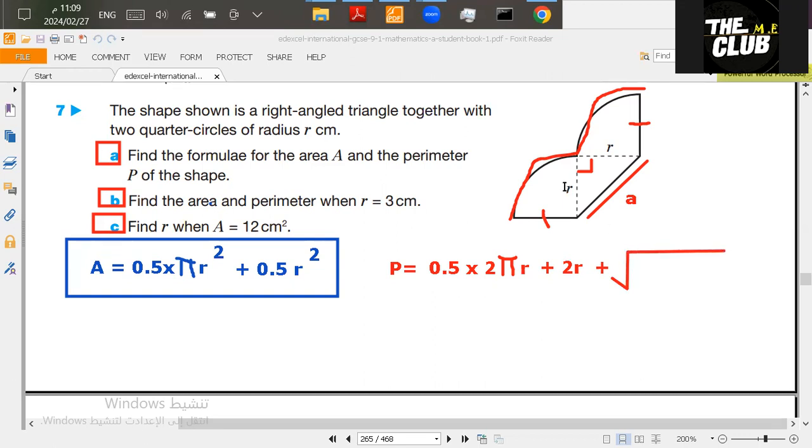Now, you're going to square this. So r squared plus r squared. And r squared plus r squared equals what? Very good. 2r squared. And how did we get this from r squared plus r squared? How did we get the whole thing?